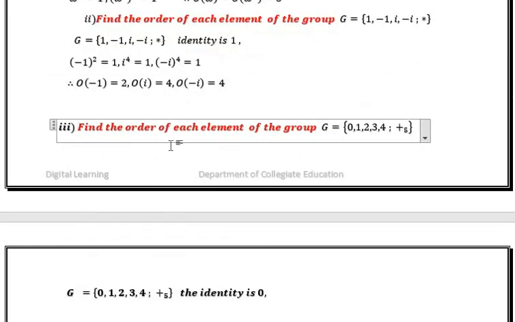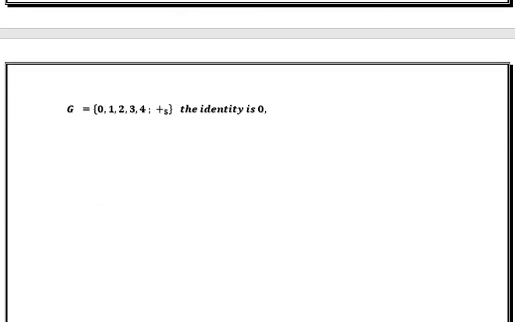Another problem. Find the order of each element of the group G is equal to 0, 1, 2, 3, 4 with respect to modular addition 5. Here the binary operation is addition. Therefore, the identity element of this group is 0. Now let us express other elements as integral powers which are equal to 0. Now the second element is 1. 1 plus 1 plus 1, 5 times we will get 5. So 5 is divisible by 5. The remainder is 0. Therefore 1 to the power of 5 is equal to identity element 0. Hence the order of 1 is equal to 5.